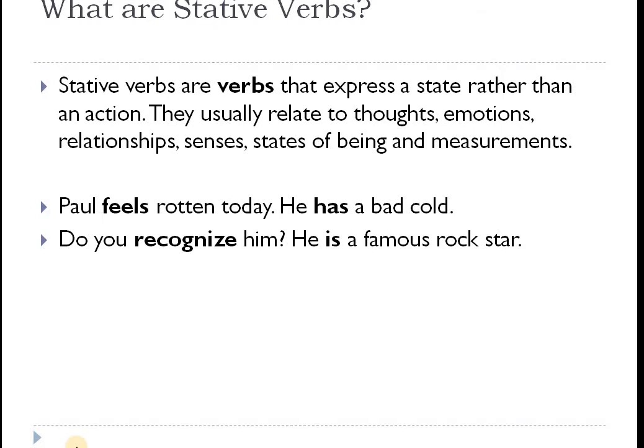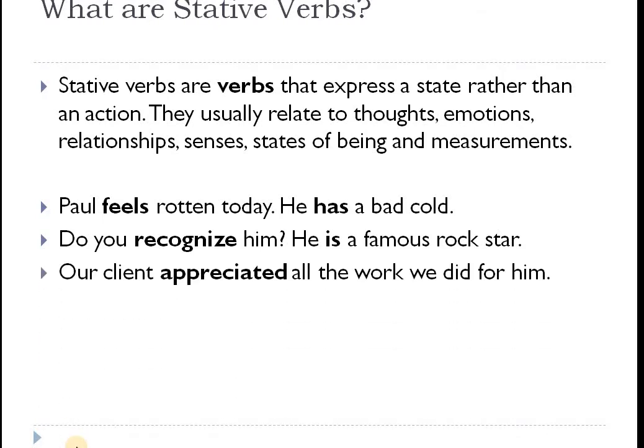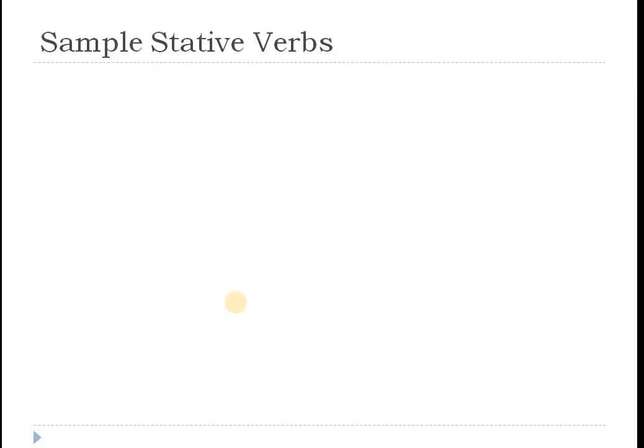Next, do you recognize him? Our client appreciated all the work we did for him. You notice that all of these verbs do not depict any action, but rather they express a state. And that is why we would consider them to be stative in nature.